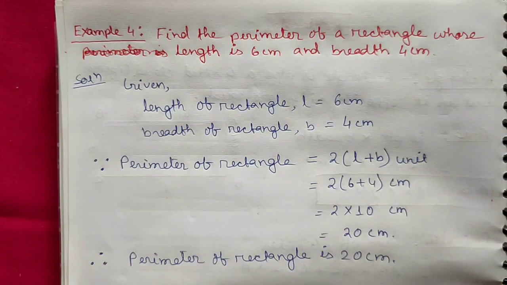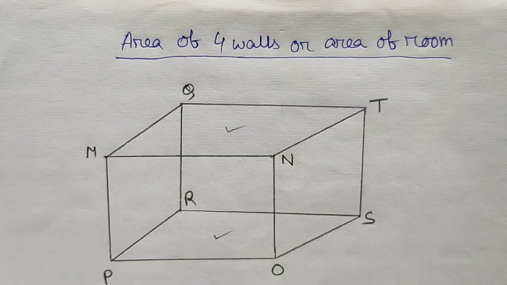Okay, now I think you are clear about perimeter and area of rectangle. So now we can find the area or perimeter of any other rectangle or rectangular body, any rectangular shape. Now we will discuss how to find the area of four walls of a room. So let's start.